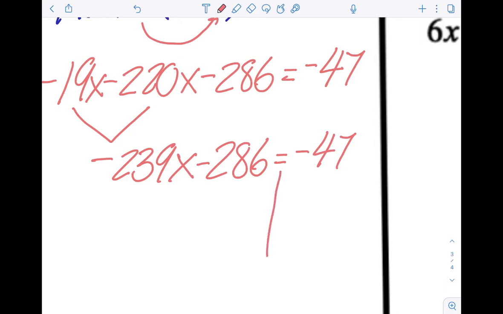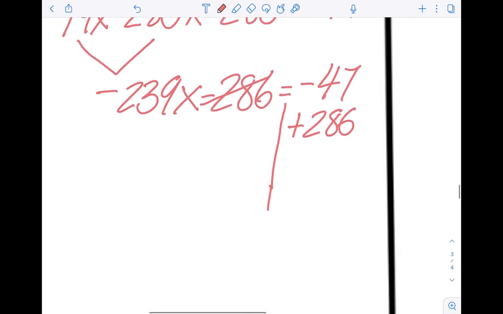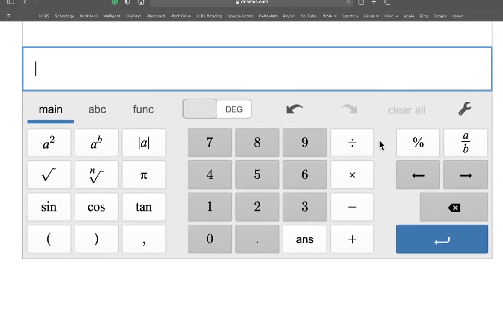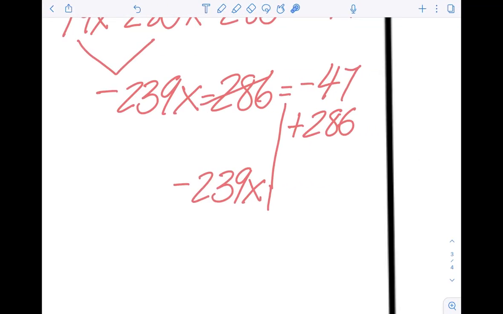So I'm going to cross out negative 286 and I'm going to add 286. And I have my negative 239 x, and I have my negative 47 and a positive 286. Well, I know I'm going to subtract them because they're different signs. So 286 minus 47. I'm not sure about that one. 286 minus 47. Look at that, 239. Perfect. So I'm going to get 239 here.